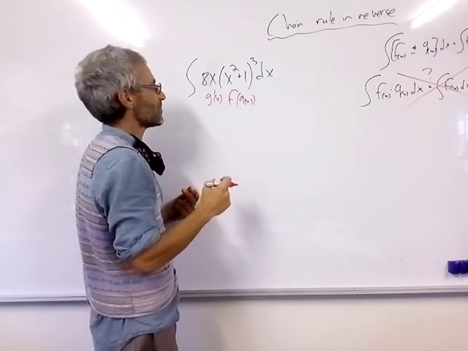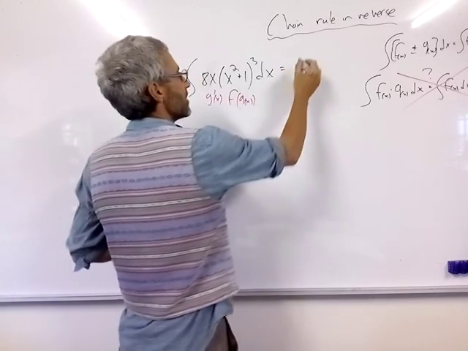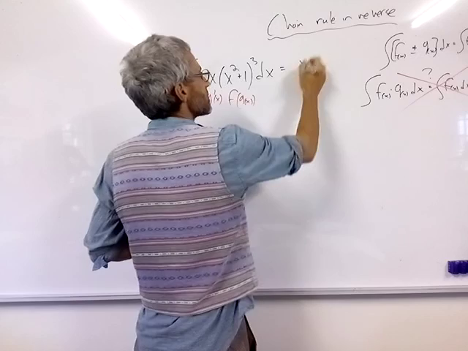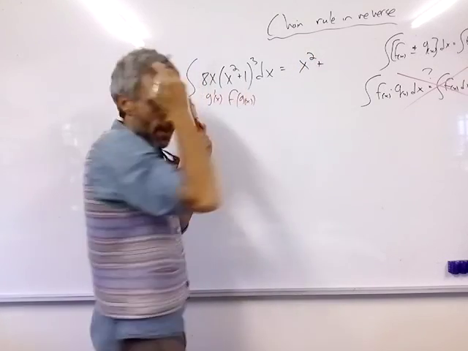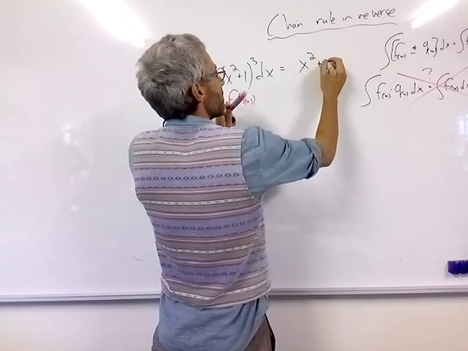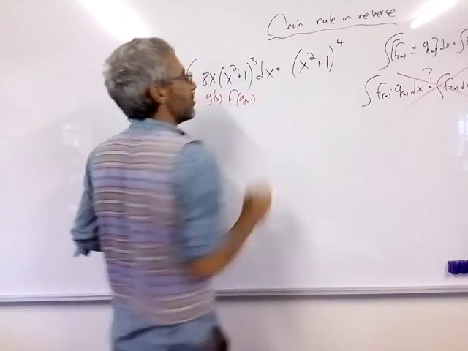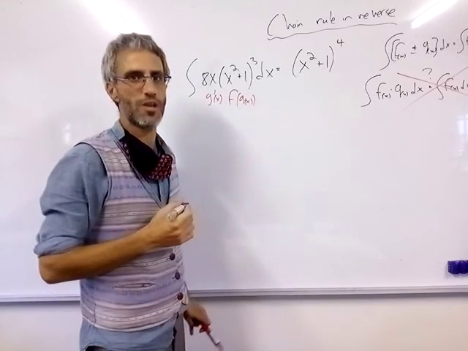How does that help me? What I'm going to do is say, okay, I'm going to have x squared plus 1 to the power 4. The answer I'm suggesting might be the integral of this one. It might not be completely the answer, but it will get me close to the answer.